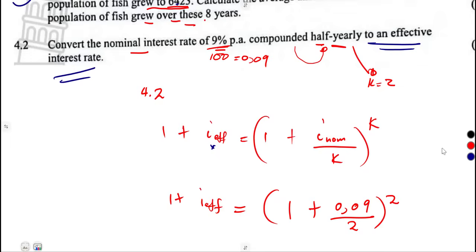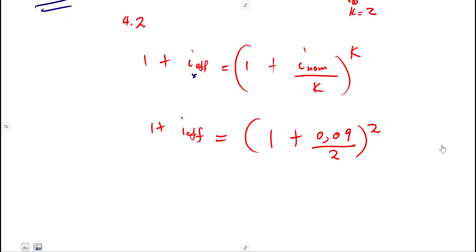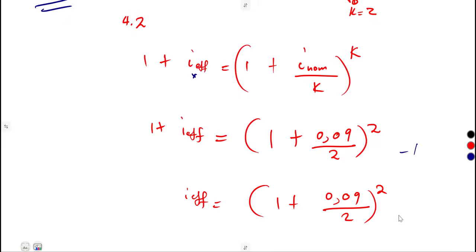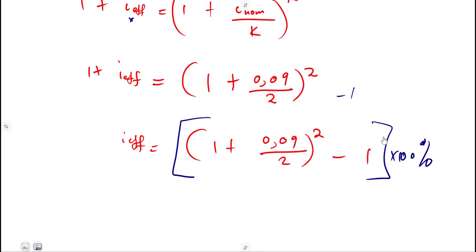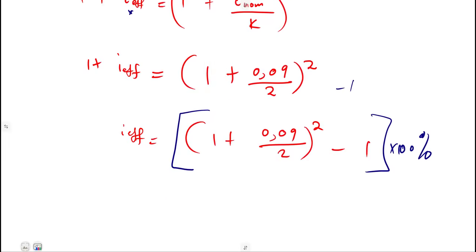All right, so let's find this effective rate. We're going to take the 1 to the other side. It was going to be a negative, just like the previous case. So that's 1 plus 0,09 over 2 to the exponent of 2 minus 1. Whatever you're obtaining here, simply multiply it by what? 100%, because you need the percentage of it. The interest rate, which is the effective rate, as a percentage per annum.